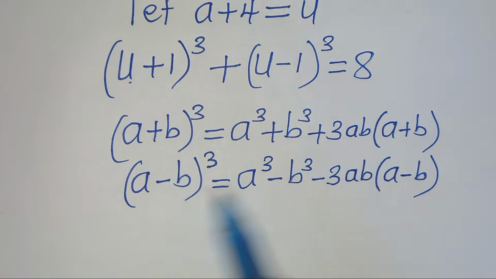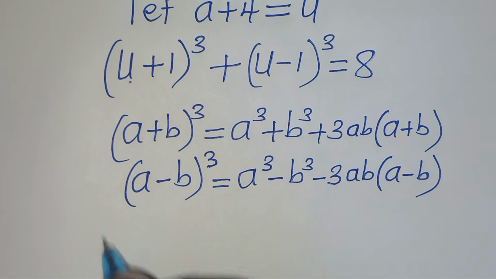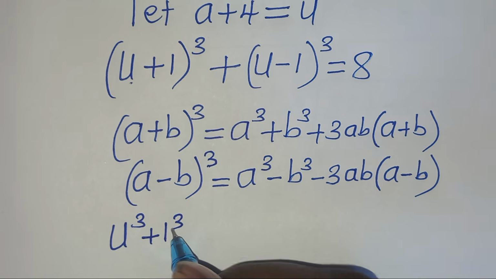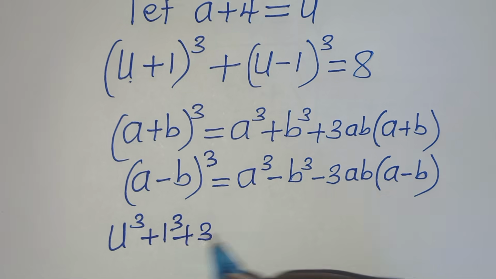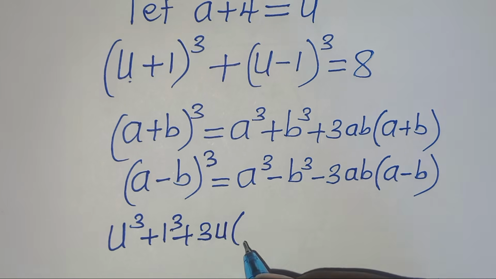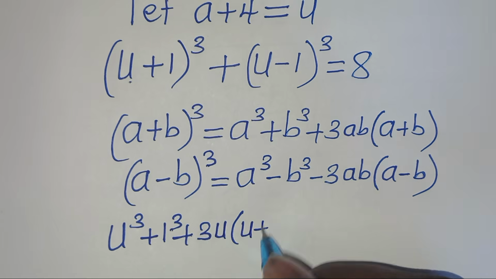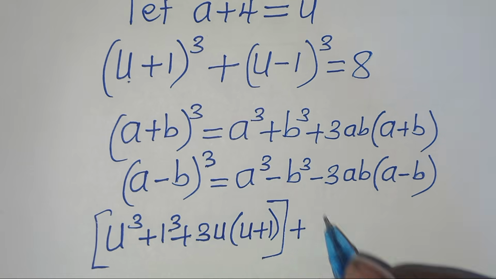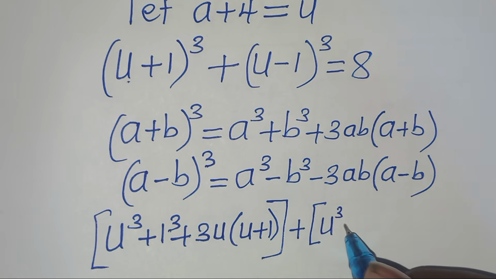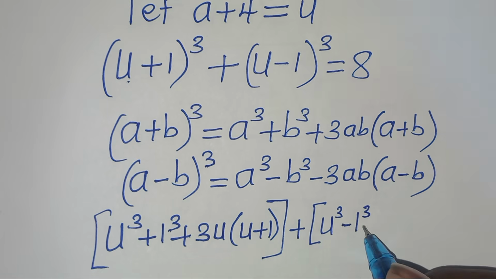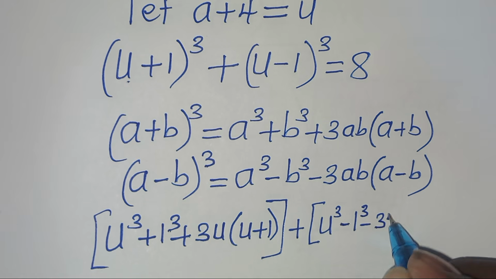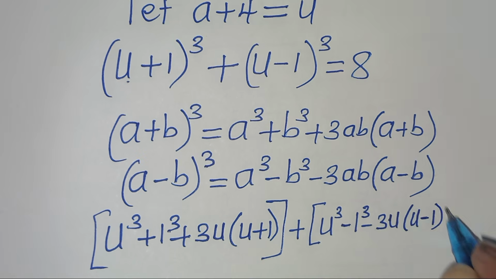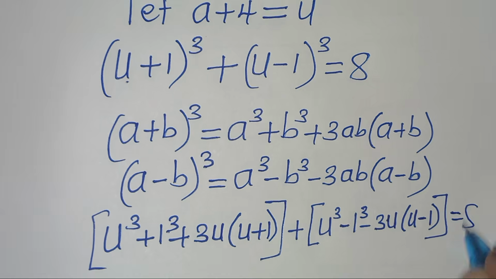Applying these two identities, it follows that we have u to the power of 3 plus 1 to the power of 3, then plus 3 multiplied by u into the parentheses, u plus 1, close the parentheses, then plus u to the power of 3 subtract 1 to the power of 3 subtract 3 times 1 times u, which is 3u, into the parentheses, u minus 1, close the parentheses. This is equal to 8.